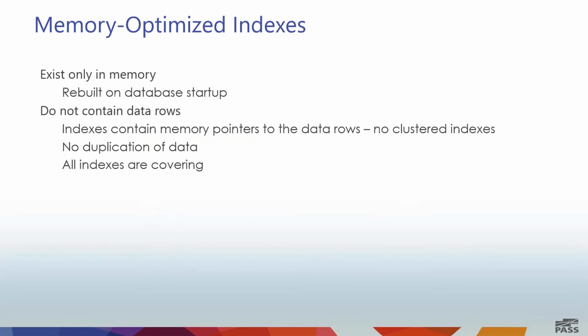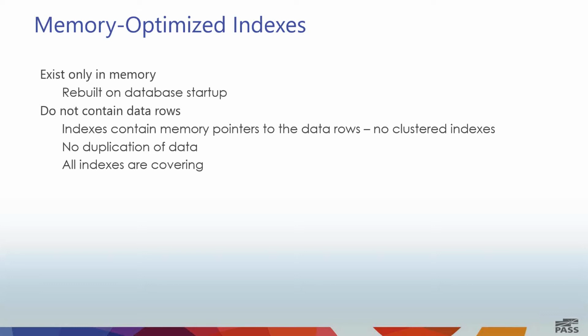So that's the table. Then the indexes. There are a couple of properties of memory optimized indexes that I would like to call out here. First off, memory optimized indexes exist only in memory. They are actually built on database startup. So any operations in indexes are not logged, and there's no copy of the indexes on disk. Right? There's a copy of the data rows on disk, but not of the indexes.